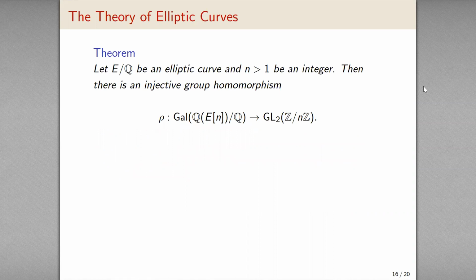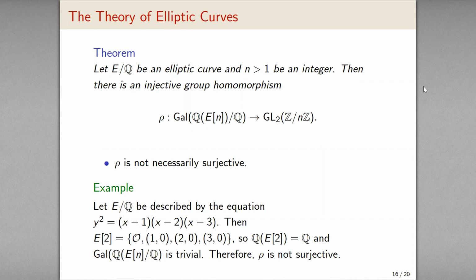Now, if E is an elliptic curve over Q and n is an integer greater than 1, then we have an injective group homomorphism rho from the Galois group of Q(E[n]) over Q to the group GL2(Z/nZ). But this injective group homomorphism isn't always surjective, so we don't always get an isomorphism between the two groups.